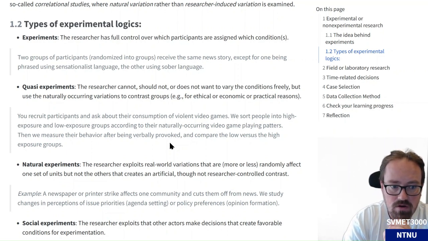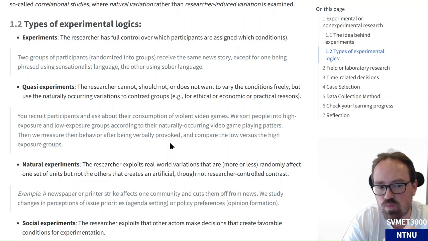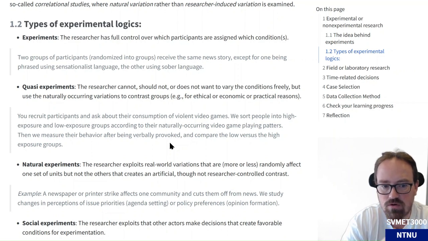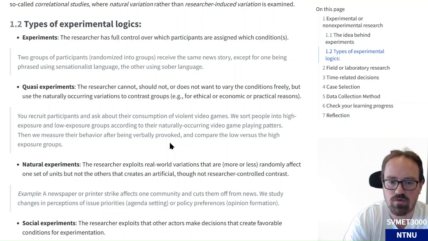Good. But then we have so-called quasi-experiments, where a similar logic is sought to be applied as in experiments, but we cannot, or for ethical or practical or economical reasons, will not take full control of the variation. The naturally occurring variations need to be used and taken for granted and used to contrast groups.